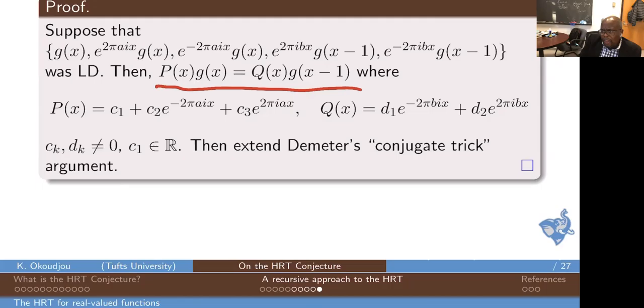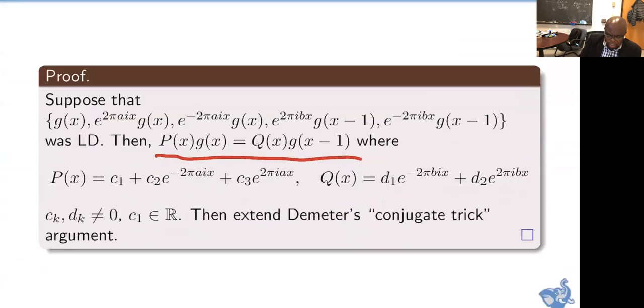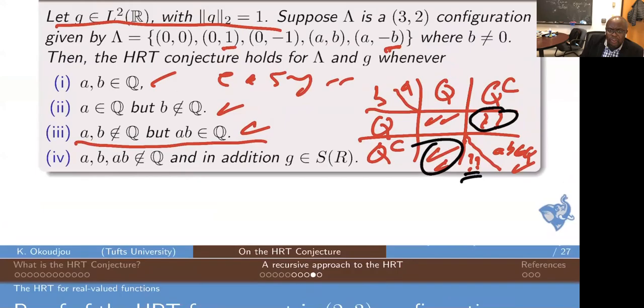But when you have more than 3 points, as in this case, then you have two things that you have to deal with. You can think about it as two frequencies: you have to deal with the frequency A, but you also have to deal with the frequency B. And it's a little bit more tricky to play the iteration game in this case. Demeter introduced a very interesting argument called the conjugate trick argument. And by combining this argument with the ergodic theorem, you can extend this result and prove that for all the cases that I outlined here, the HRT conjecture can be proved.